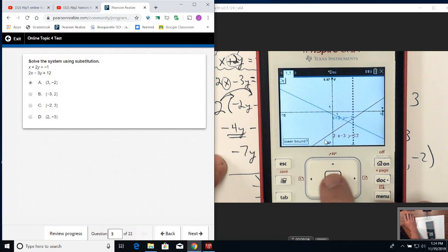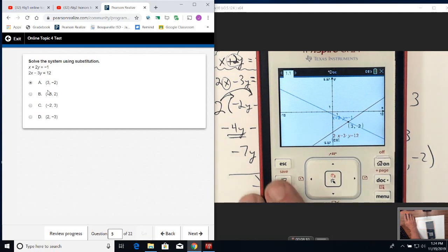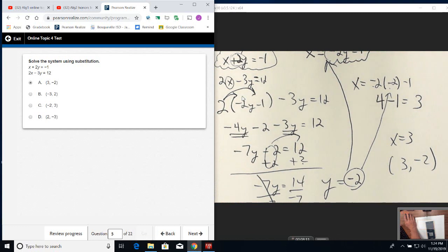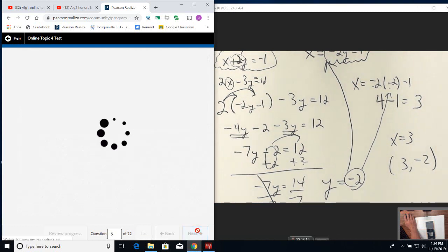Find the intersection by going to Menu, Analyze Graph, Intersection. Move out to the left and to the right of where you think it crosses. And what did we get? 3, negative 2, just like we got in our answer. So we can check it by graphing, or you can use any method you want when you take your EOC, right?